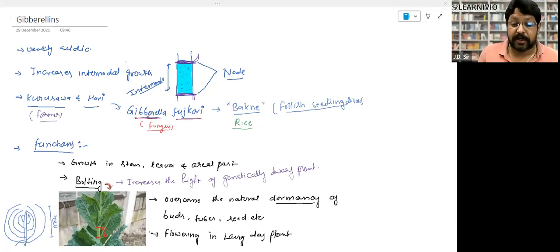The name of the fungus is Gibberella fujikuroi, right? So Gibberella fujikuroi is a fungus which is responsible for Bakane or foolish seedling disease. And in this fungus, this particular hormone gibberellin was discovered. Is it clear?